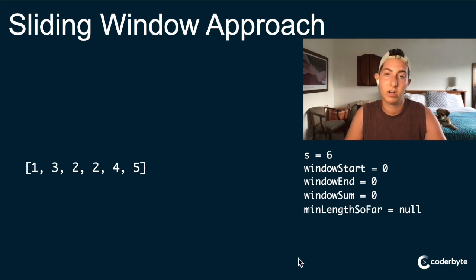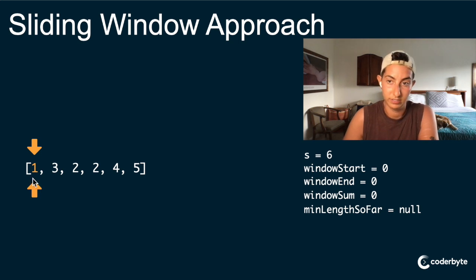And then we're going to basically define our window here. And so right off the bat, we have our window start, which starts at 0, our window end, which starts at 0, our window sum, which starts at 0, and our minimum length so far, which here is null. So we don't have a minimum length so far. So right off the bat, we've initialized our starting window: it starts at 0 and it ends at 0. And the only thing in the window is this 1, right?